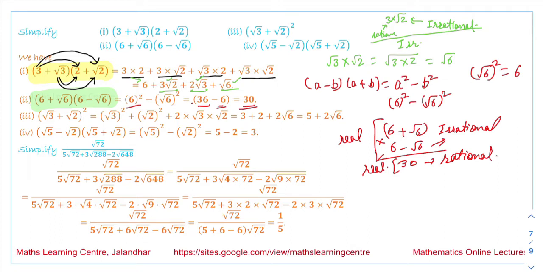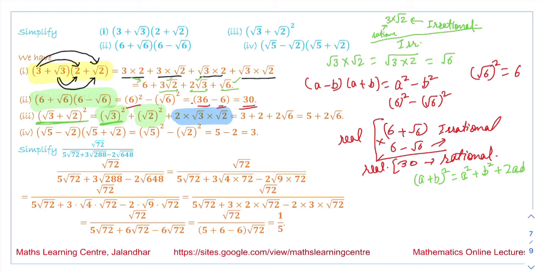Next, we have to calculate the square of root 3 plus root 2 whole square. The formula we have is (a plus b) whole square, that is equal to a square plus b square plus 2ab. So the first term we are getting is a square, the second is b square, and the next term is 2ab.